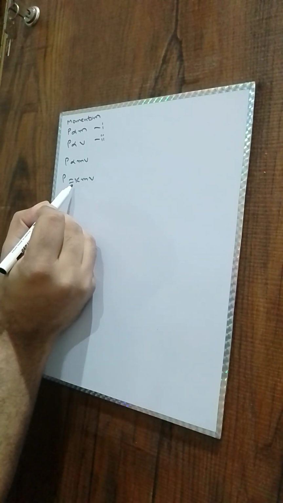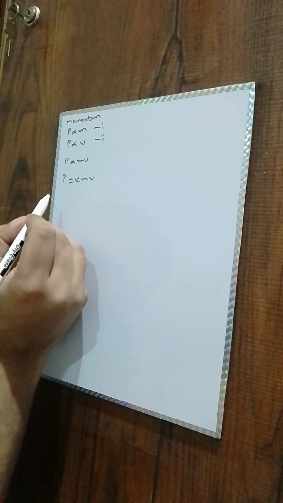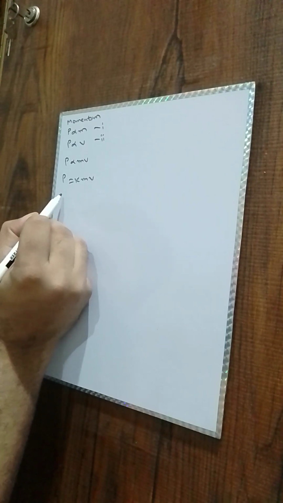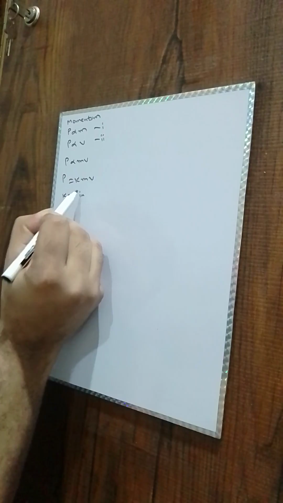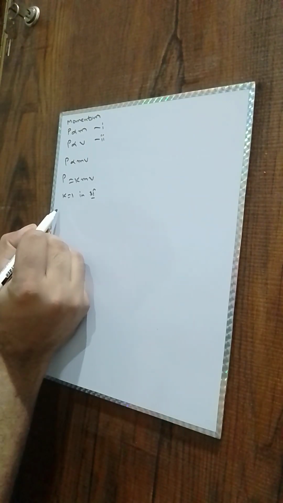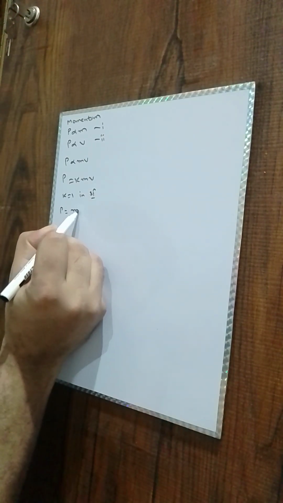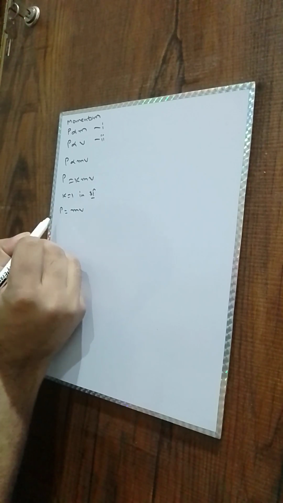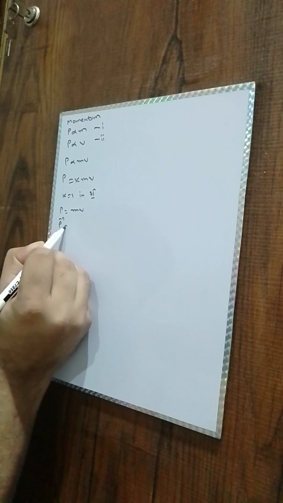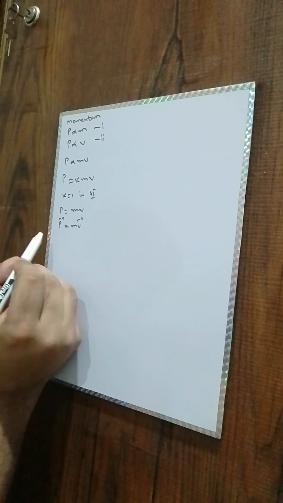and we put the constant of proportionality k, so it becomes p is equal to kmv, where k is equal to 1 in SI. Okay, in the SI units, k can be assumed to be 1. So p is equal to mv in this case, and in the vector notation it is mv with the vector sign.